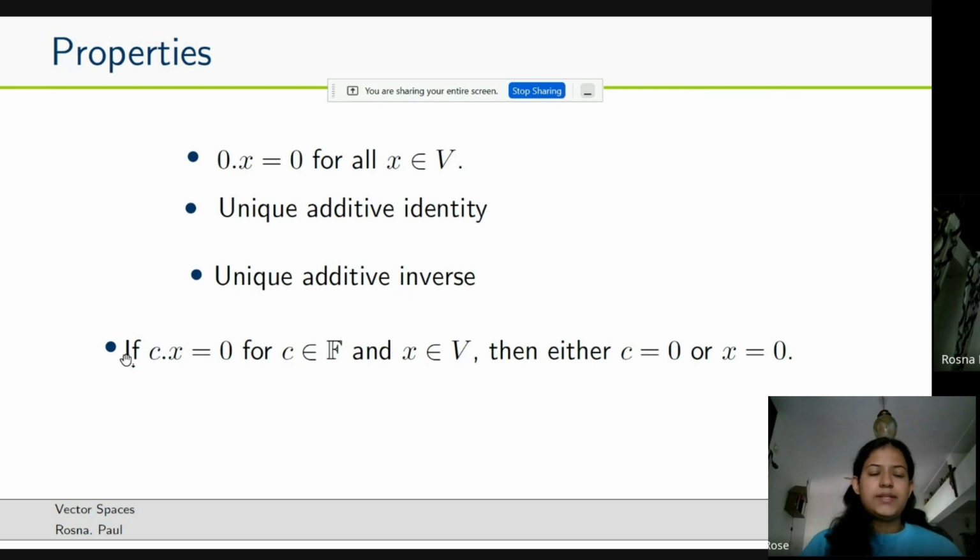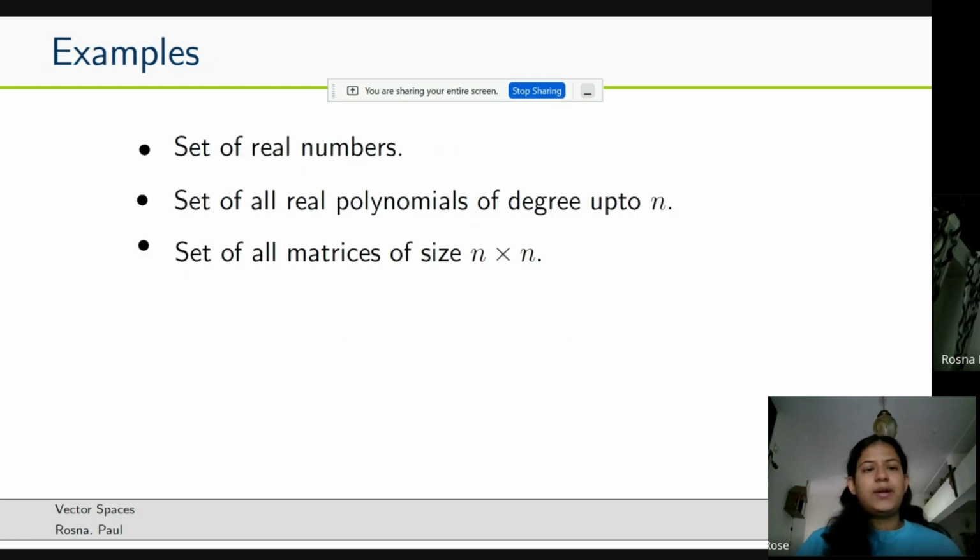And the other property is that if you multiply some scalar with our vector and it gives you 0, then either c equals 0 or x equals 0. These are some normal properties you might see in real numbers, but sometimes in problems they ask whether this is true or not, so that's why I put in some properties. So let's see what the examples are.